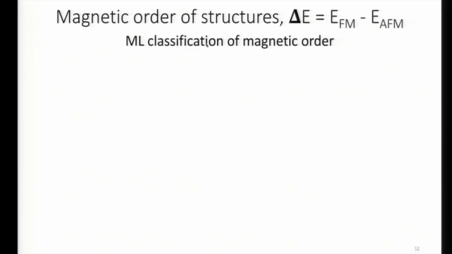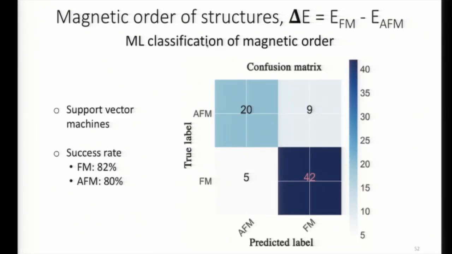Okay, so we can also do something fun, which is to classify whether something is ferromagnetic or not. The results are shown here. We can do this using a random forest, but actually this model known as support vector machines performs better. And I can explain a little bit later if you like what a support vector machine is. But the result is, for predicting ferromagnetic structures, we have about 82% success, and for predicting anti-ferromagnetic structures, we have about 80% success.